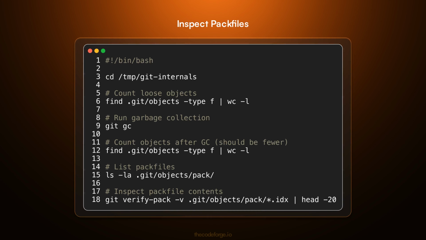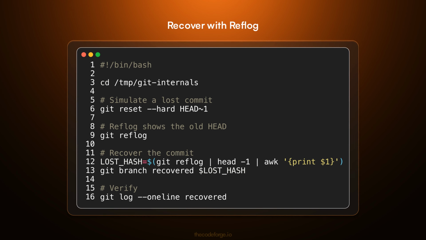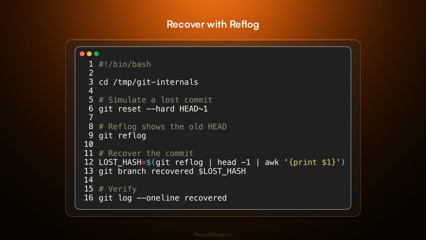Refs are pointers to commits. Branches, tags, and HEAD are refs stored in .git/refs. The reflog records every movement of HEAD and branch refs. It's your safety net. Even if you lose a commit from the DAG, the reflog keeps it alive for 90 days by default. Let's simulate a lost commit with git reset --hard HEAD~1. The reflog shows the old HEAD. We can recover the commit by creating a branch from the hash found in the reflog.